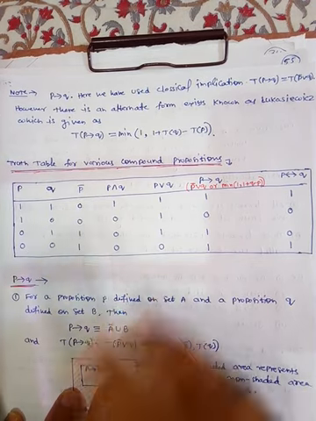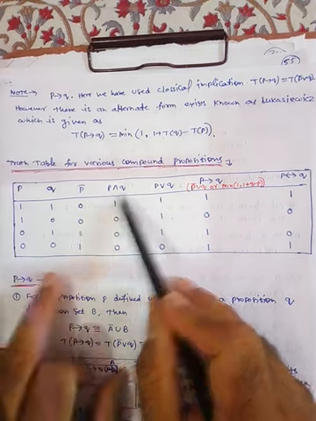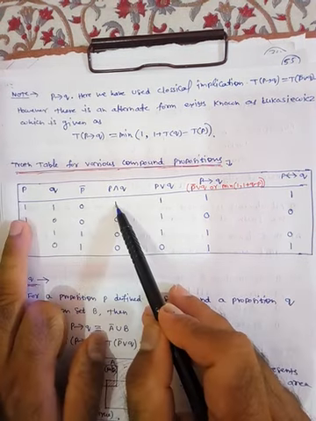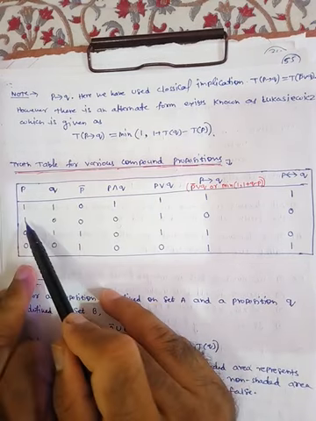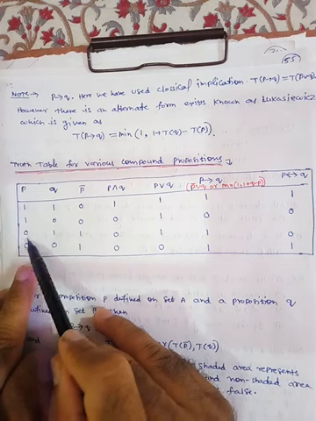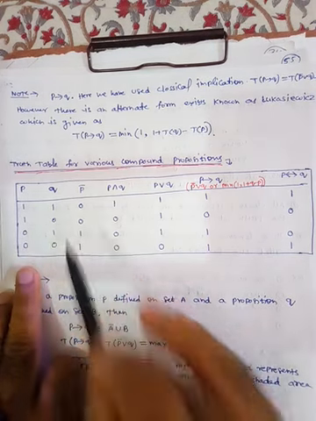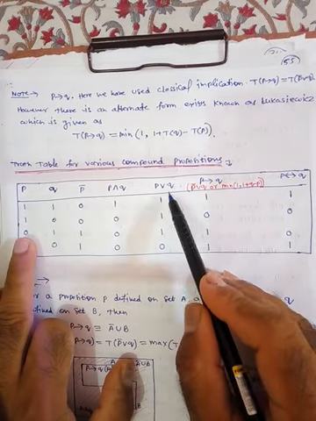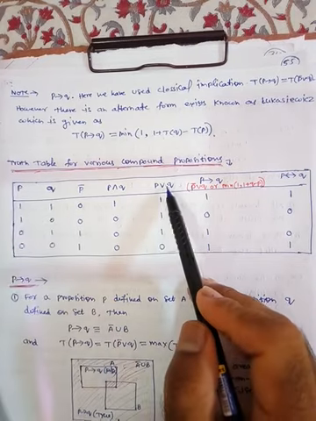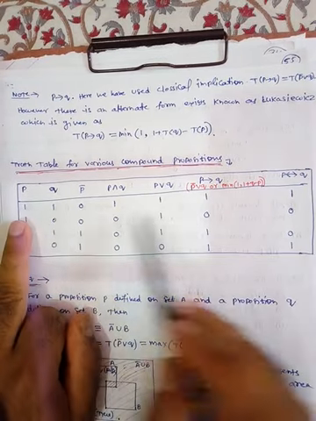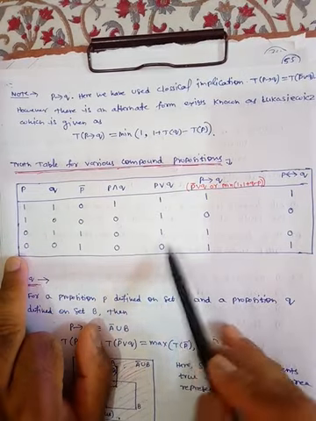So they are negation. Similarly, P meet Q. P meet Q means when both are true, this is true. Otherwise, suppose this is true, this is false, so this will be false. This is false, this is true, so this will be false. So whenever both of these are true, this will be true, otherwise false. Fine. Now P join Q. P join Q means at least one of them should be true, so that this compound statement is true. Since both are true, true. This is true, that's why true. This is true, that's why true. And both are false, that's why false.